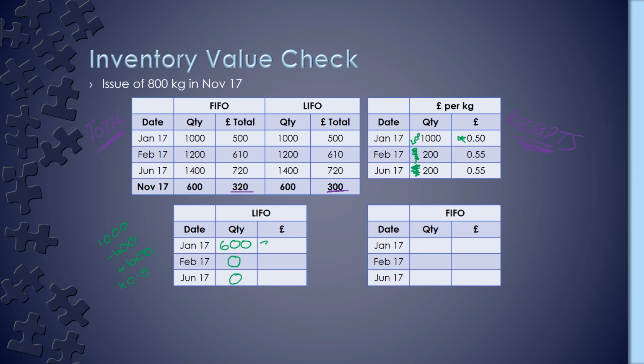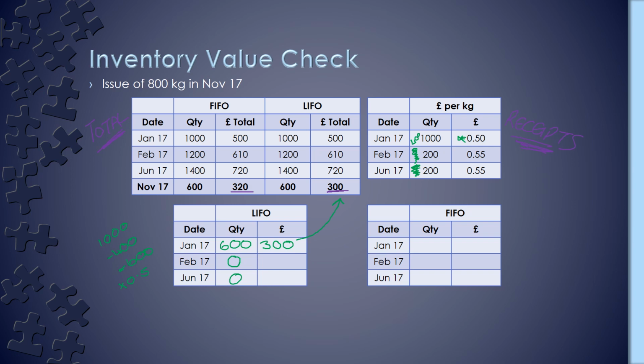And that way you get your £300. So we can see then that our £300 matches what we ended up with in our original calculation.